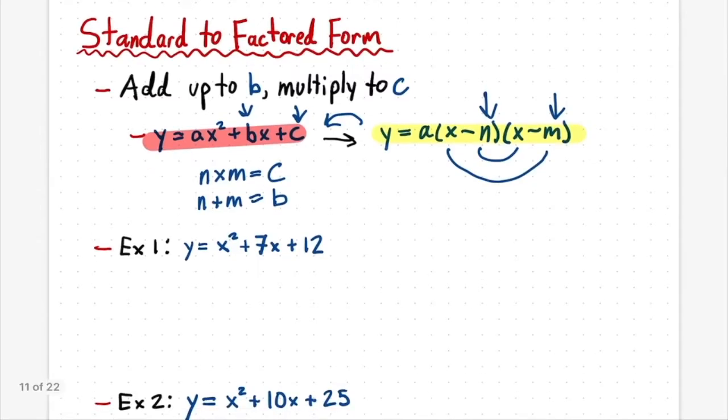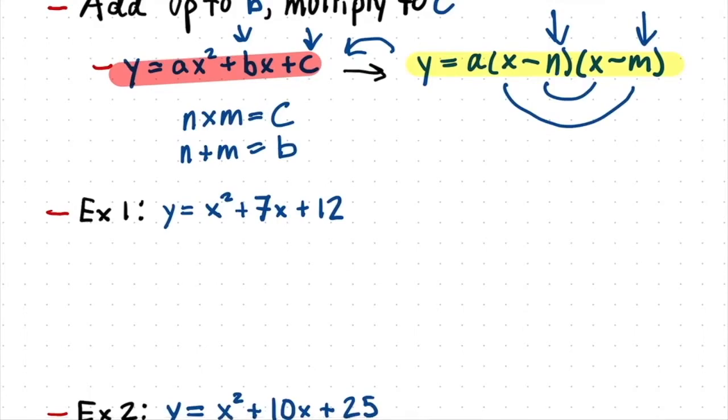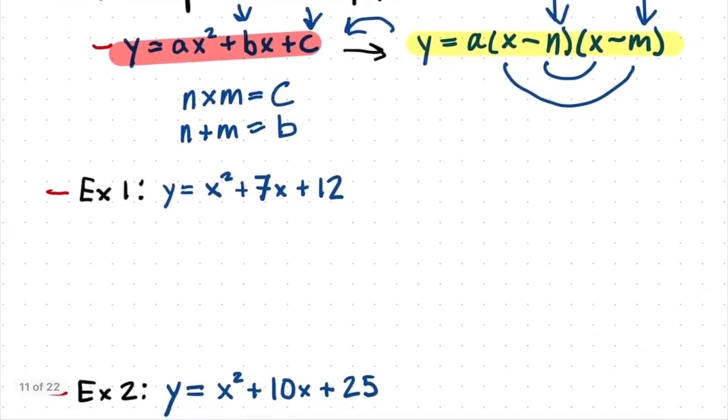So that might also be a little bit confusing for you guys, so I will go through a couple of examples together, and then you can try it once on your own, alright? So this first example that we have here is y equals x squared plus 7x plus 12. So we're trying to find two numbers that add up to 7 and multiply to make 12.